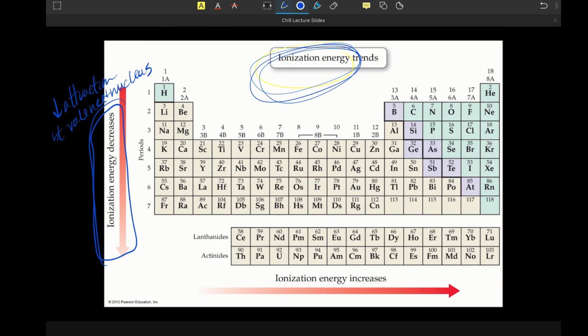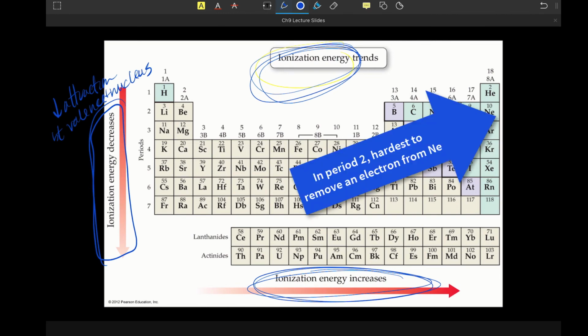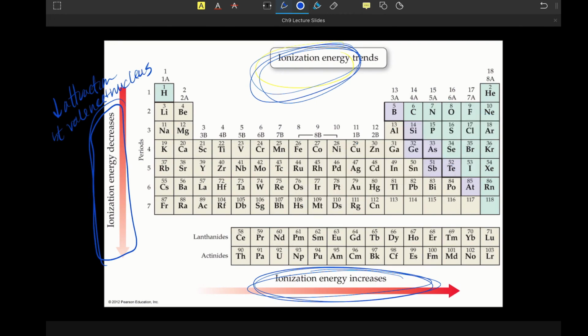remove. It's the opposite if we're thinking about across a period, because as we go across a period, we already said that as we add electrons to the same shell, the force of attraction between the valence electrons and the nucleus increases, which means it's harder. It's going to cost more energy to remove an electron. Yes? All right.